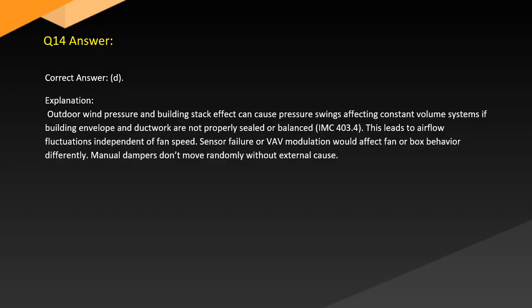Answer. Correct answer: D. Explanation: Outdoor wind pressure and building stack effect can cause pressure swings affecting constant volume systems if building envelope and ductwork are not properly sealed or balanced. IMC 403.4. This leads to airflow fluctuations independent of fan speed. Sensor failure or VAV modulation would affect fan or box behavior differently. Manual dampers don't move randomly without external cause.